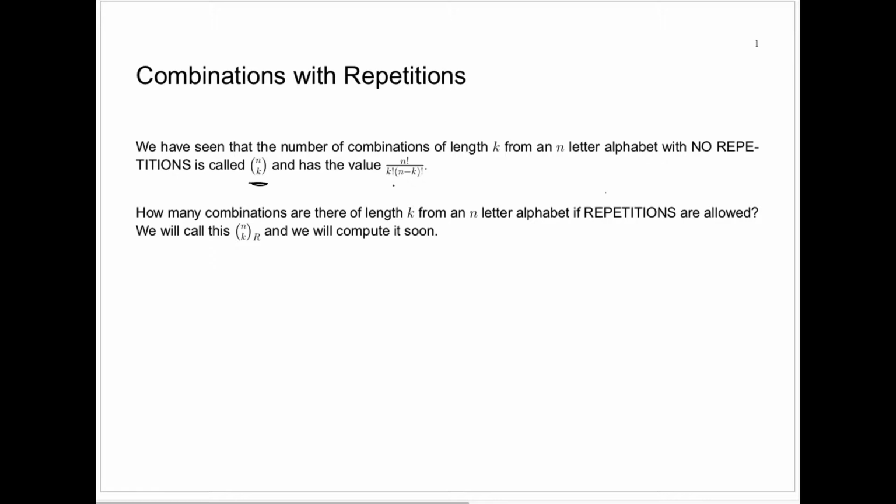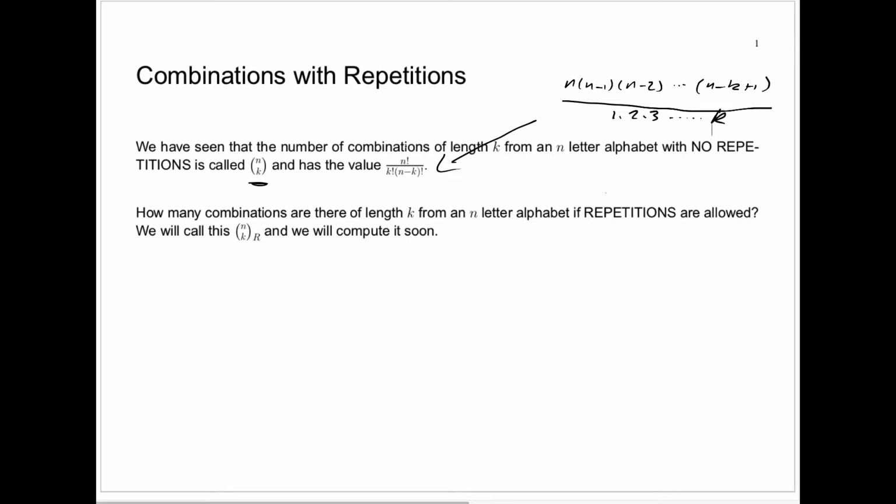And we already showed that the value of n choose k can be written as n factorial over k factorial times n minus k factorial. Remember, just as a quick review, we can also write this as n times n minus 1 times n minus 2 all the way through n minus k plus 1, over k factorial, which is 1 times 2 times 3 up to k. So that's when repetitions are not allowed.